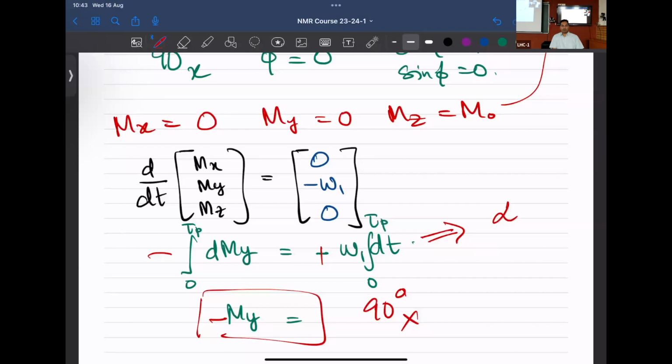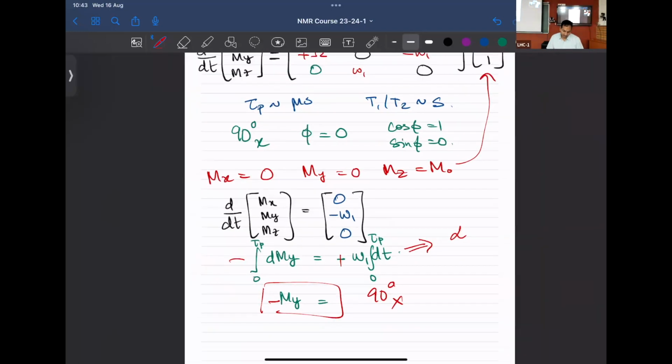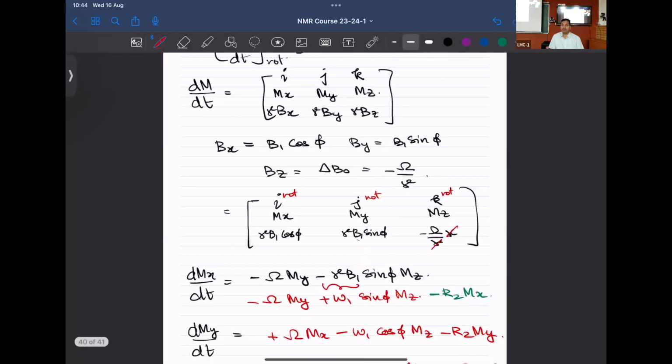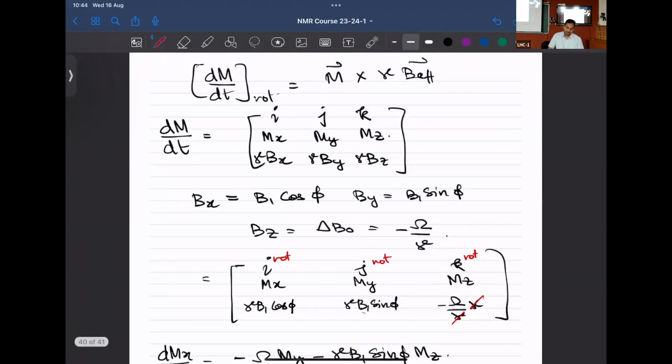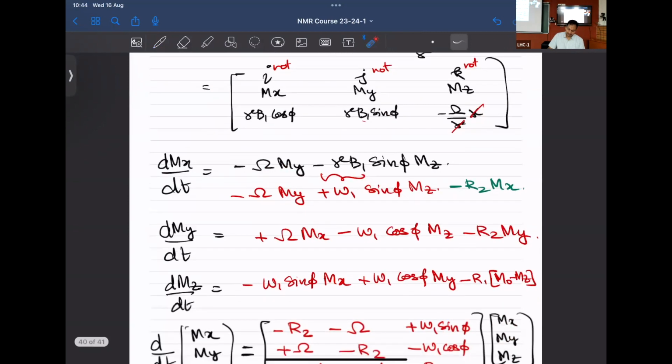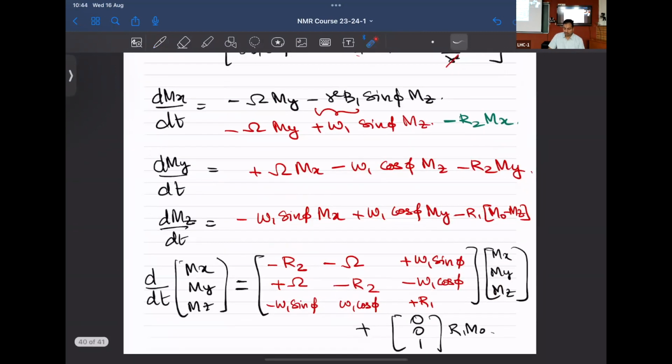Let me pause here for a moment and allow you guys to recollect your thoughts. What did we do? We just ended up redefining where we finished off last class. After integrating the Bloch equations with respect to relaxation, we end up getting this matrix. This is called the Bloch matrix.